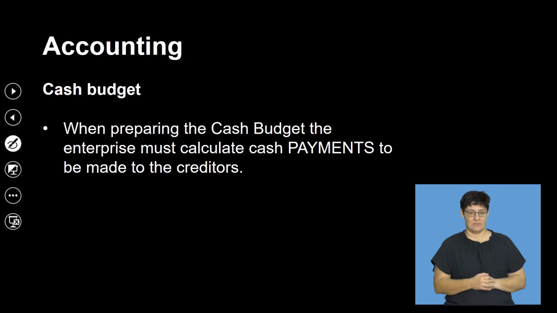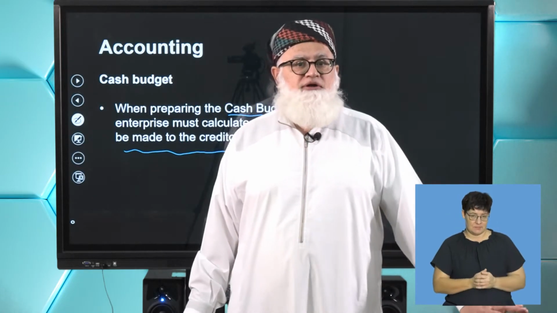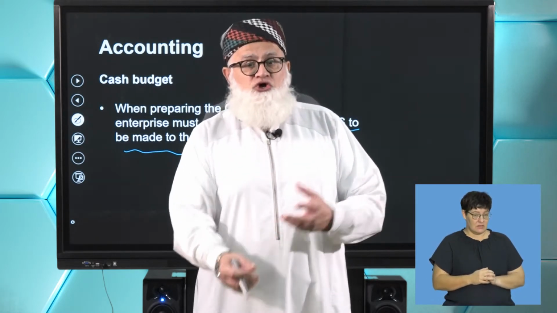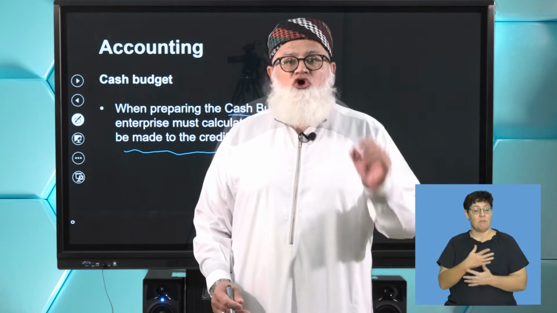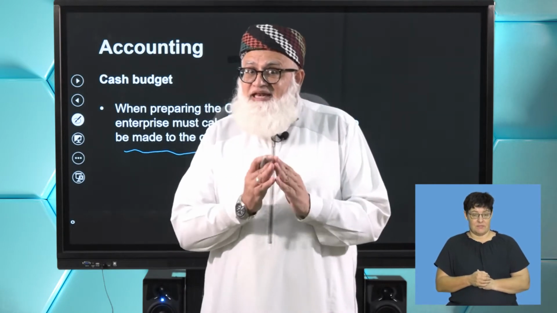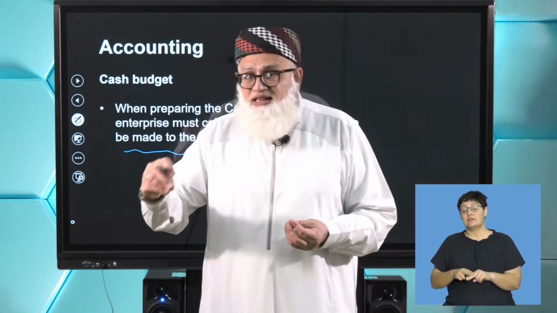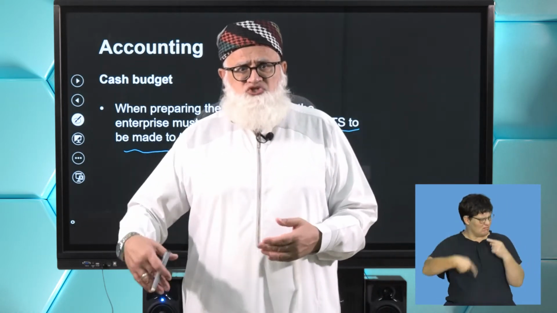Now, when you're preparing the cash budget, you must also calculate the payments to be made to your creditors, right? Like I alluded to earlier on, what's the most important component when you are working out your payments to your creditors? The most important component is your credit purchases. However, that credit purchases will also be dependent on your sales. Now you must be thinking, has Ashraf got his facts mixed up here? Why is he talking about sales?